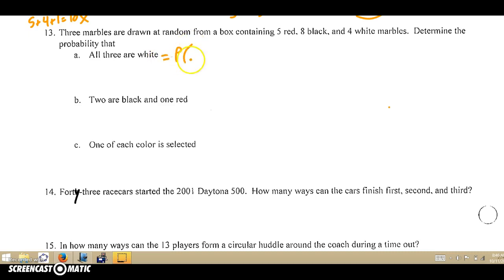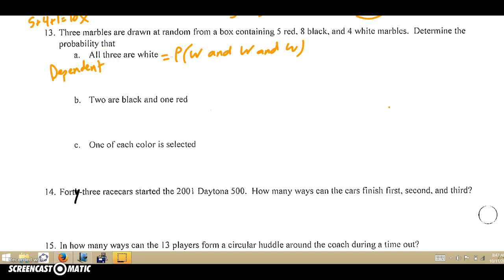AKA, what's the probability that I get a white, and a white, and a white? This is an "and" question. Notice we're drawing them at random, just picking them all out at once, basically. So we're not replacing. So this is totally dependent. Whatever I draw the first time will affect the second and the third draws as well, right?